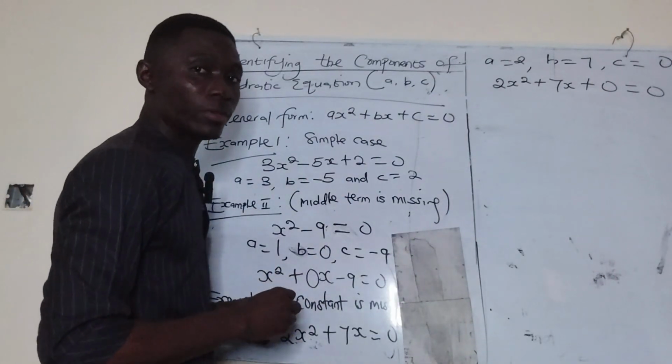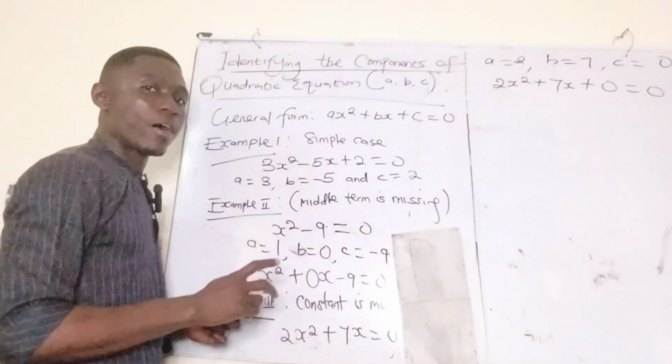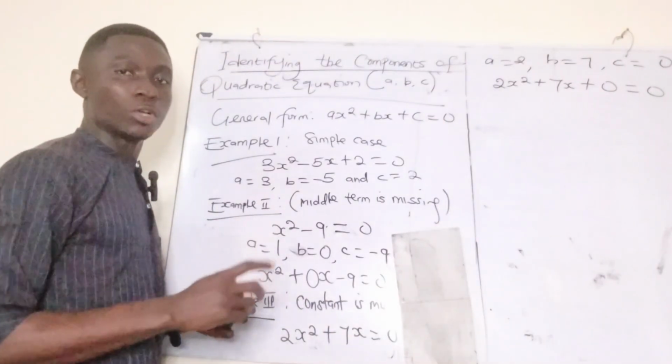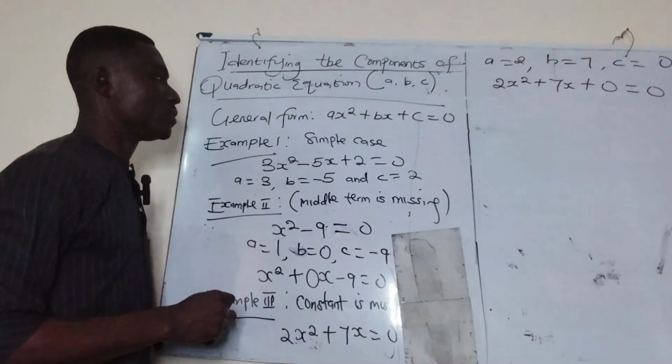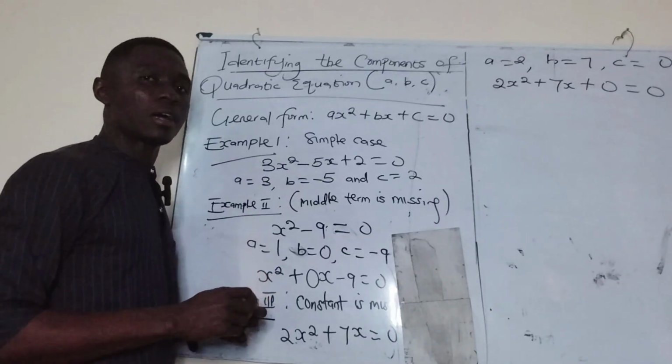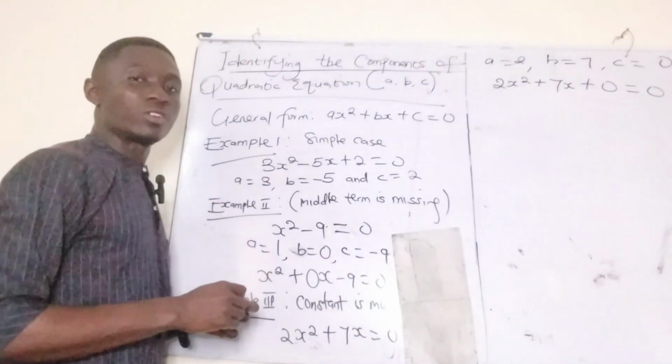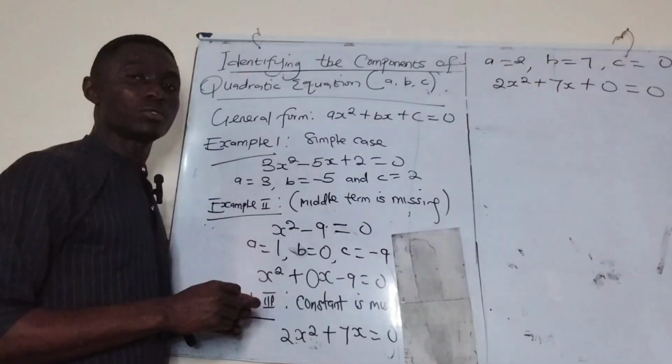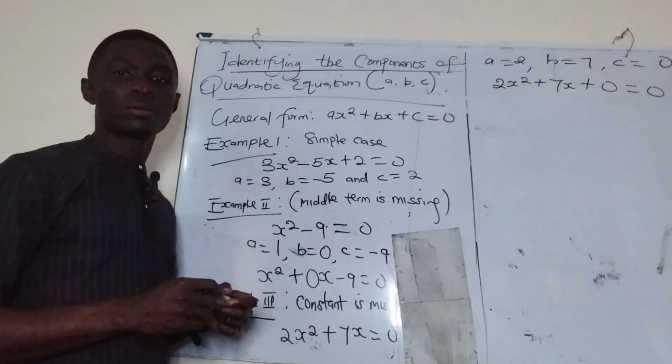So those are the three instances of how we can identify the components of a quadratic equation. So in our next lesson, we will look at how to solve quadratic equation problems using the factorization method.